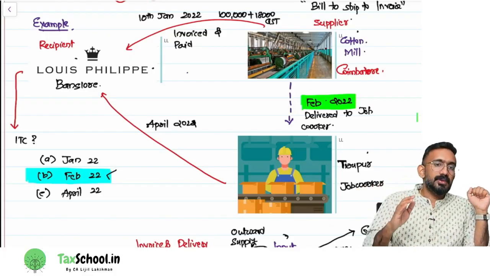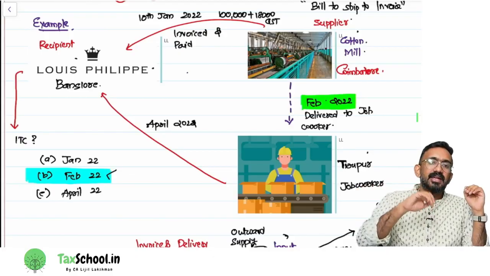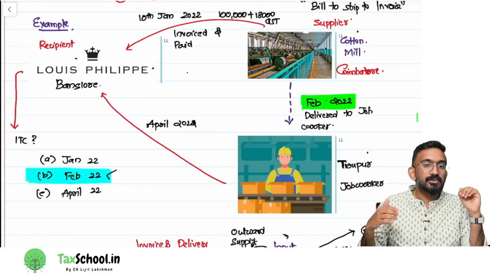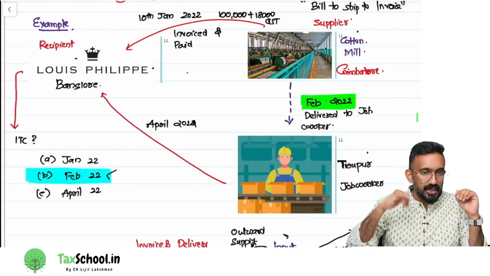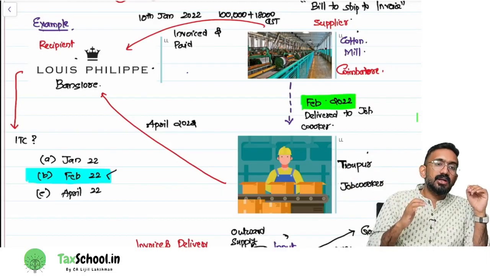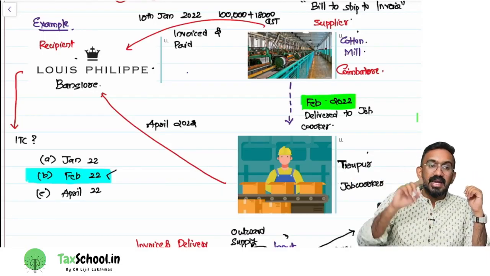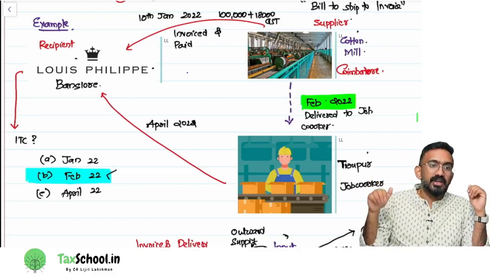Now Louis Philippe is doing the design of their shirts and clothes, and then they are giving these clothes to a job worker in Tirupur and asking them to stitch and then give it back. So Louis Philippe called up the cotton mill in Coimbatore and said, see, don't deliver the product to us. We paid you, you gave the bill to us, don't deliver the product to us. Deliver the product directly to a job worker, which is a tailoring shop that we have, which is in Tirupur.